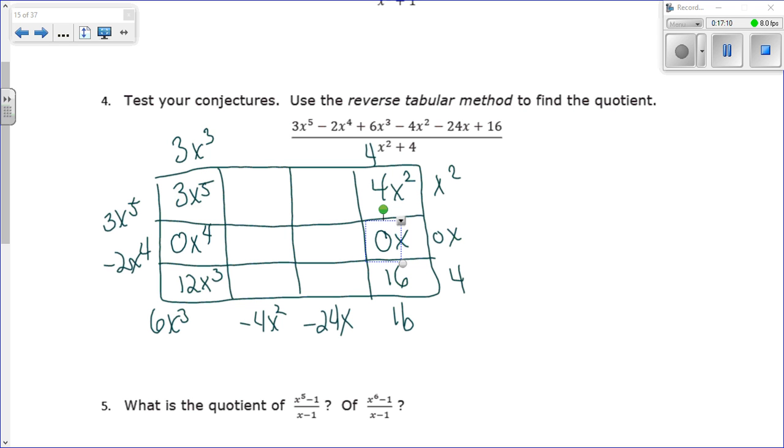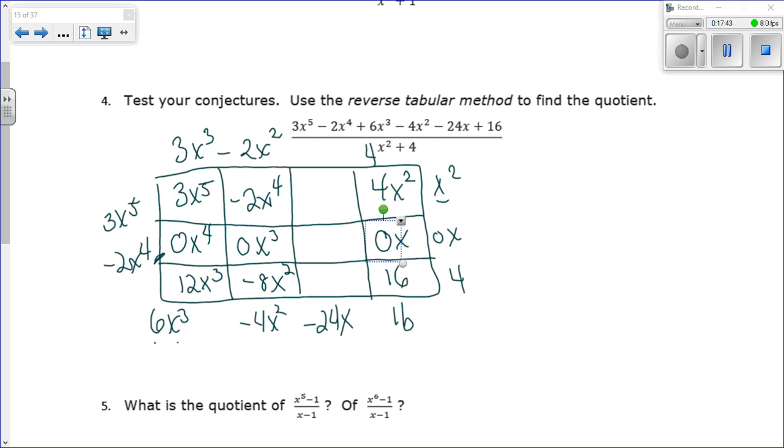So now I just work my way in on this diagonal over here where the x to the 4th is. I need to make sure it adds up to negative 2x to the 4th. Well, that means this needs to be negative 2x to the 4th. What do I have to multiply x squared by to get negative 2x to the 4th? Well, that's negative 2x squared. So negative 2x squared times 0x is 0x to the 3rd. And negative 2x squared times 4 is negative 8x squared.